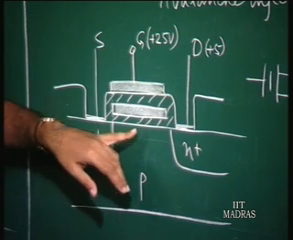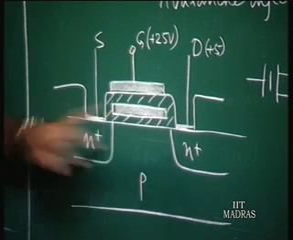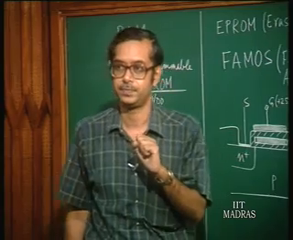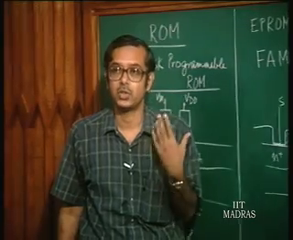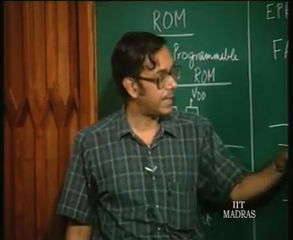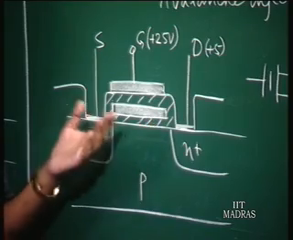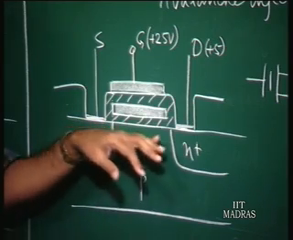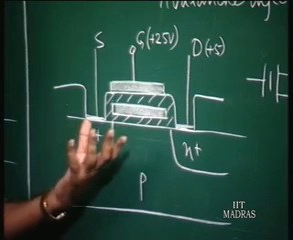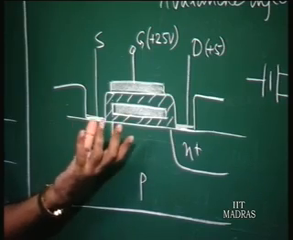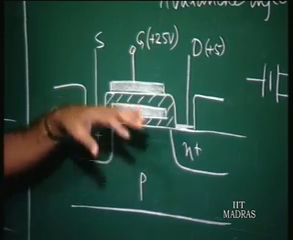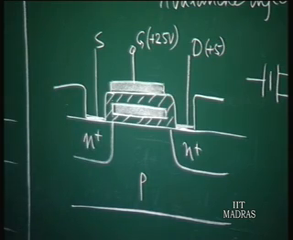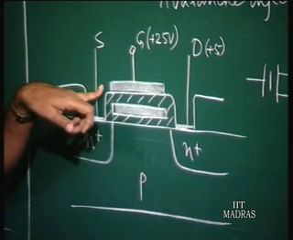Now, when the electrons get implanted into the floating gate, what happens to the threshold voltage? The threshold voltage is going to increase, because you have a negative charge on this gate, which is going to result in positive charges in the silicon. In order to overcome that, you have to apply a much larger gate voltage on this gate, which is called the control gate.